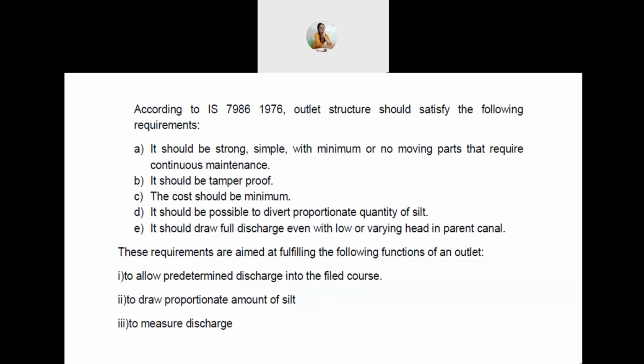According to IS 7986:1976, an outlet structure should satisfy the following requirements. The first one is it should be strong and simple, with minimum or no moving parts that require continuous maintenance. Number B, it should be tamper-proof. Number C, the cost should be minimum.